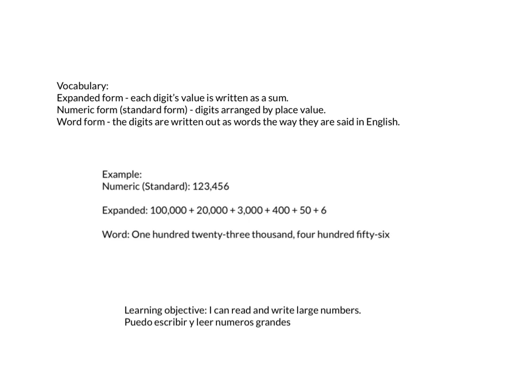So, the expanded form means each digit value is written as a sum. Expanded looks like this: 100,000 plus 20,000 plus 3,000 plus 400 plus 50 plus 6. That would be the sum or adding problem version of this number.